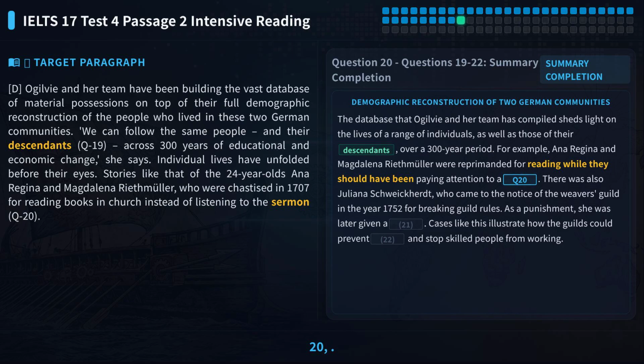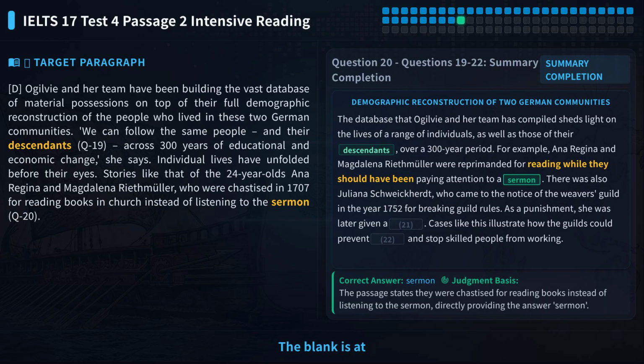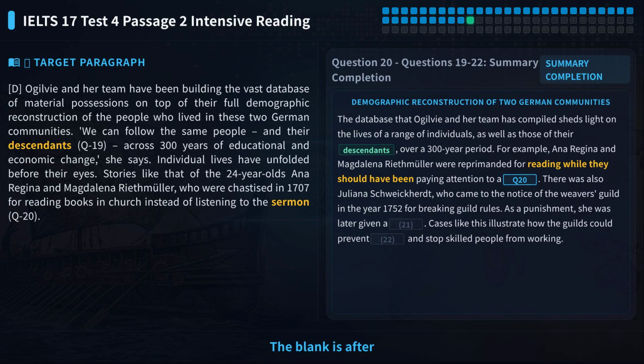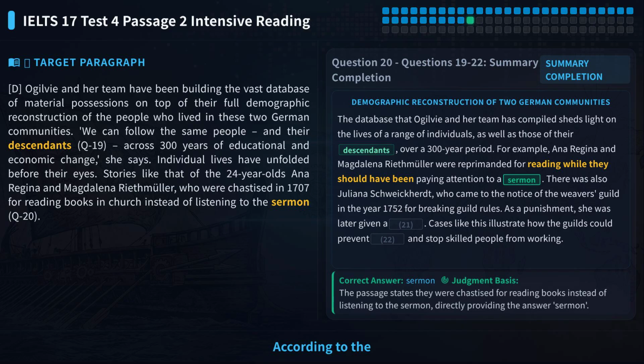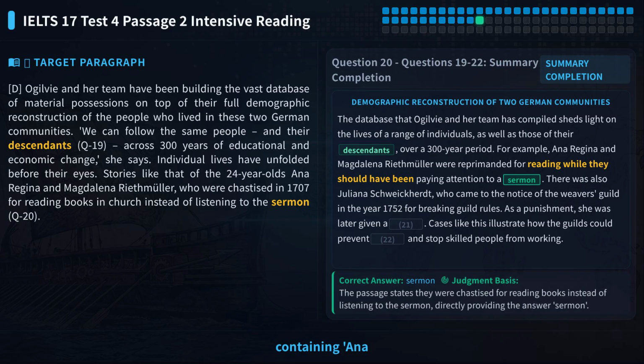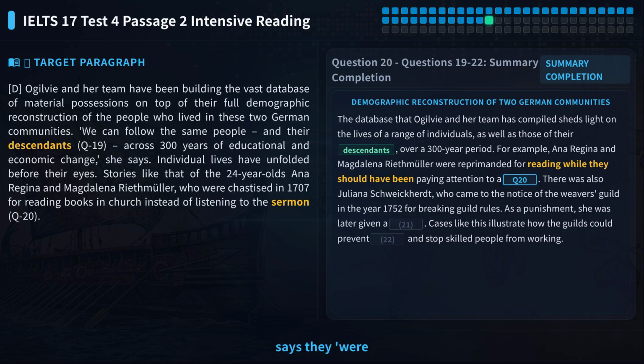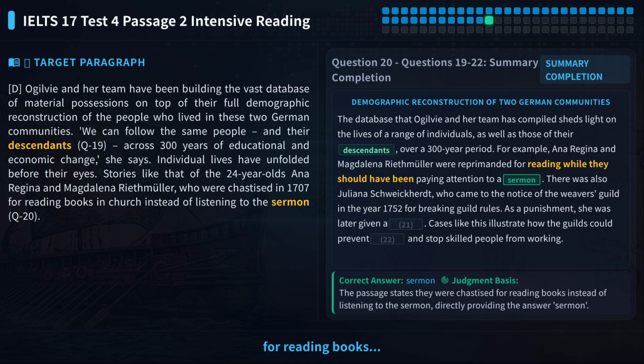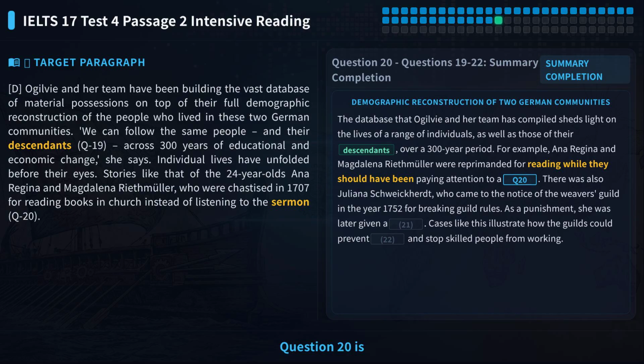Let's look at question 20. This is a summary completion question. The blank is at the end of the sentence, and we need to fill in a noun. The blank is after listening to the, so we need a noun here. According to the context, they should be listening to something in the church. Let's go back to paragraph D and find the sentence containing Anna Regina and Magdalena Riethmüller. This is our landmark. The original text says they were chastised for reading books instead of listening to the sermon. The word sermon appears directly in the original text, so the answer is directly given, no need for synonym replacement. So the answer to question 20 is sermon.